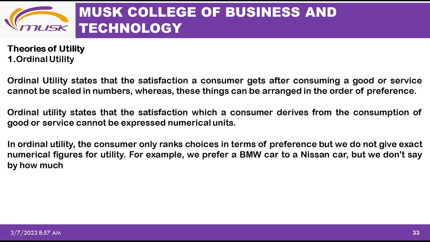There's a very good example here: in ordinal utility, the consumer only ranks choices in terms of preference, but we do not exactly give numerical figures for the utility. For example, we prefer a BMW car to a Nissan, but we don't say by how much. That's a very perfect example to clarify ordinal utility.